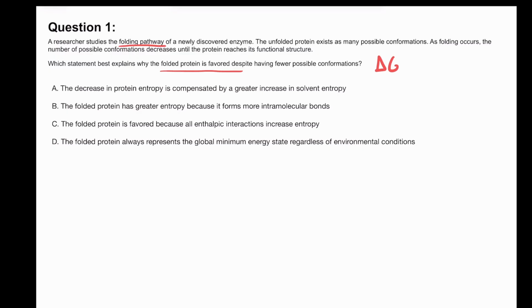Answer choice A, the decrease in protein entropy is compensated by a greater increase in solvent entropy. Okay, that seems pretty reasonable. So let's just keep that in the back of our head.